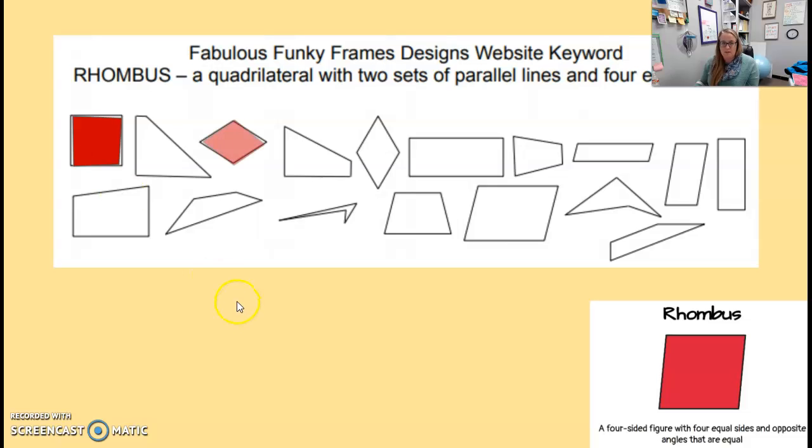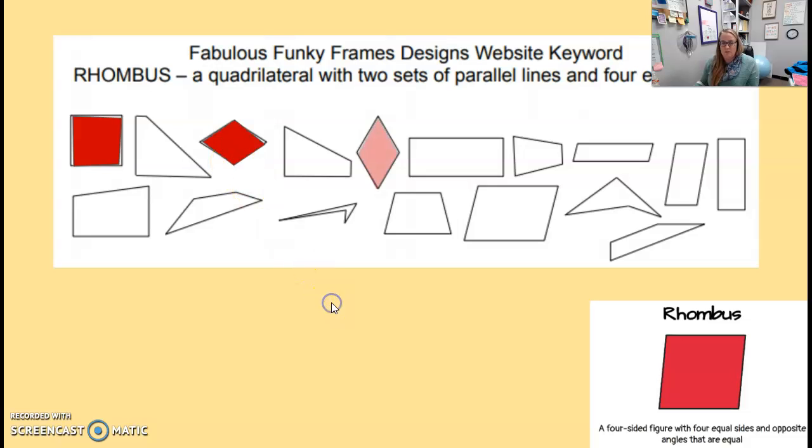Let's see if we can find another one. Let's look at this one. So this side is the same as this side and this side and this side. So all the sides are the same. This angle is the same as this angle. And this angle is the same as this angle. So that works. That's a rhombus.